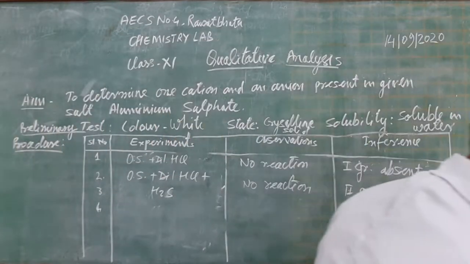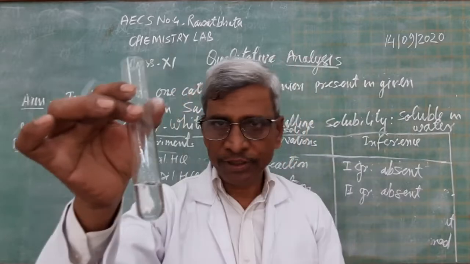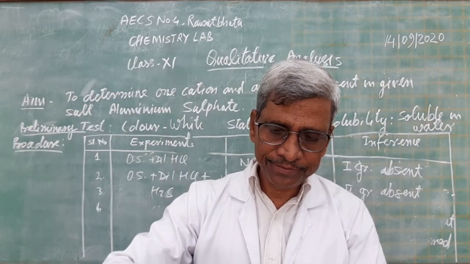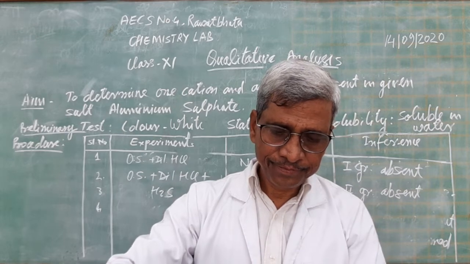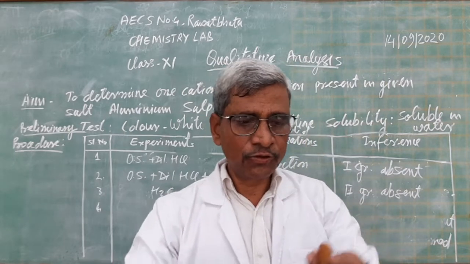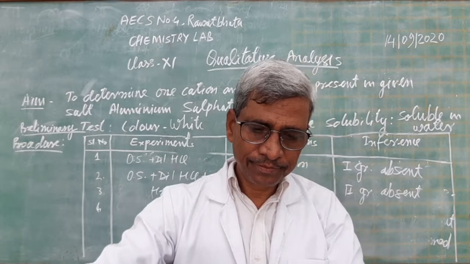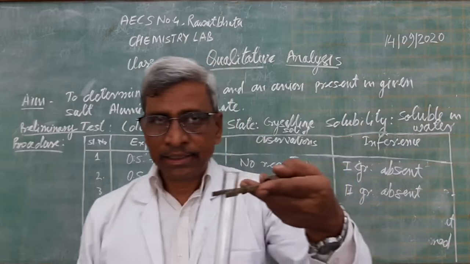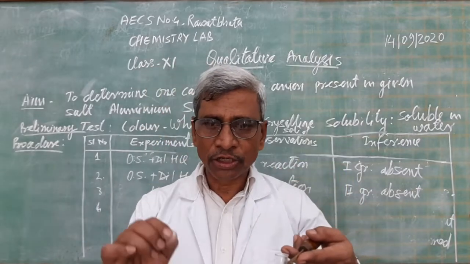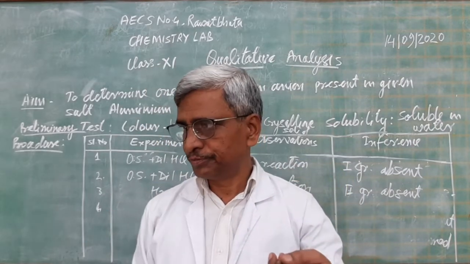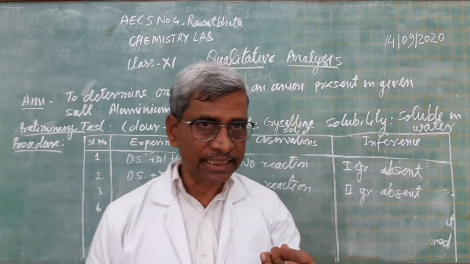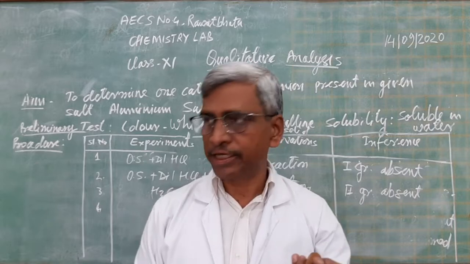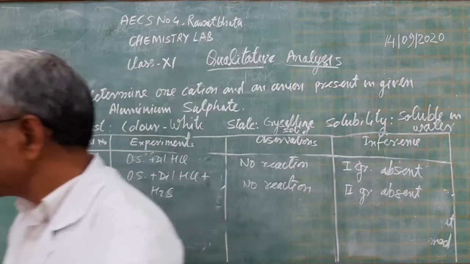Again, I prepared the original solution earlier. Take a small amount of original solution again. Here is the original solution. And add the group reagent of the third group. The third group reagent is ammonium hydroxide in the presence of ammonium chloride. Ammonium hydroxide we have to add.